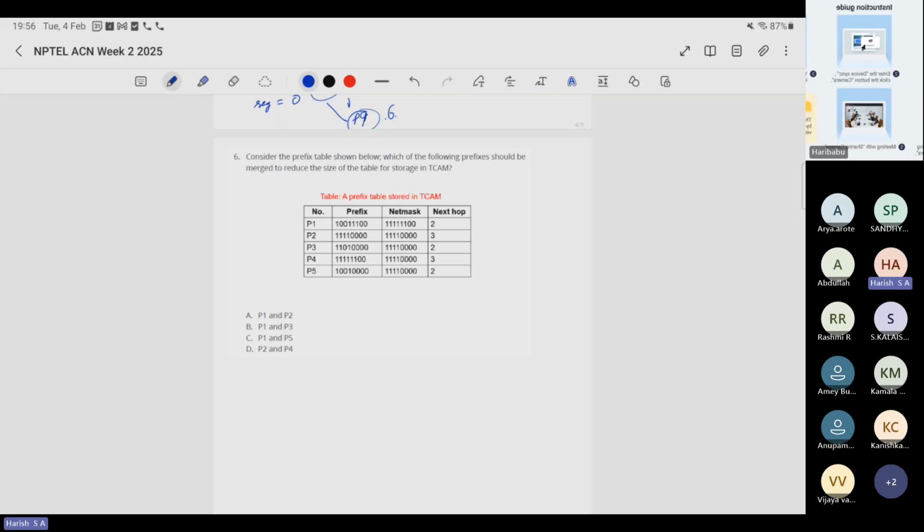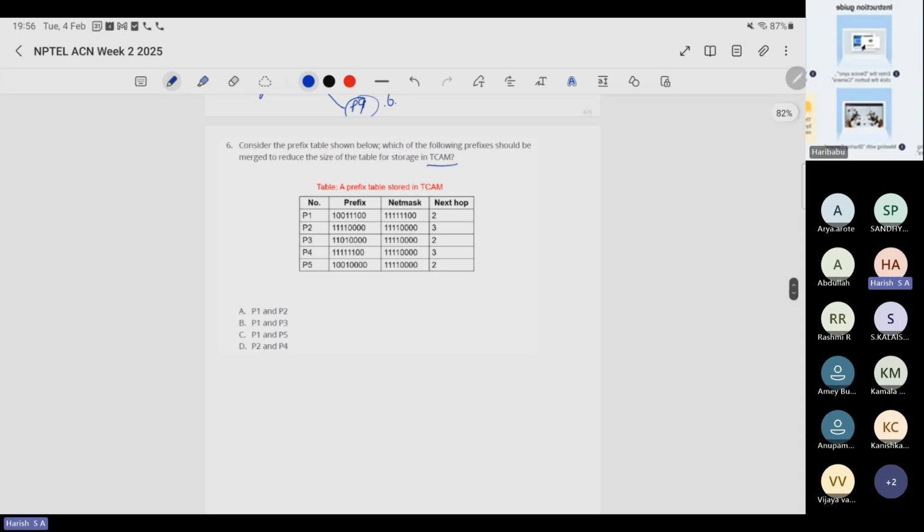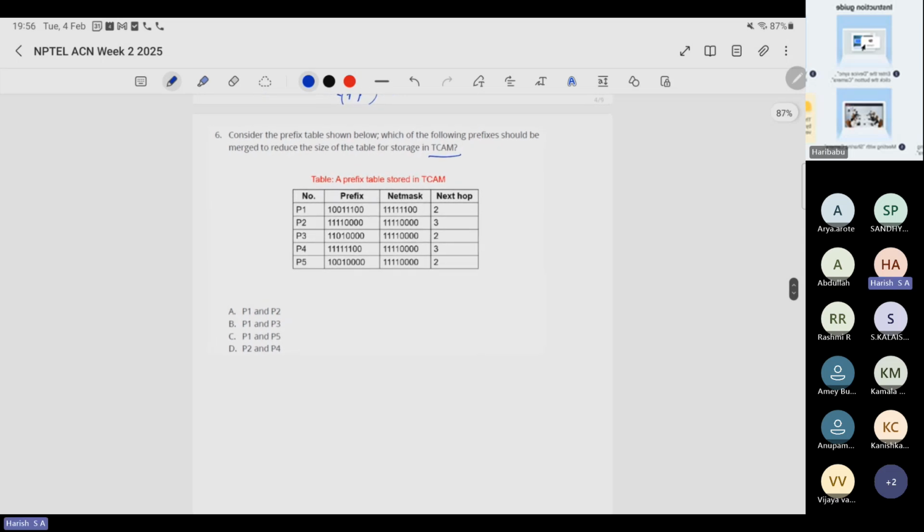Okay. So this question is talking about TCAM. So what is TCAM? TCAM is ternary content addressable memory. Right? This is called TCAM.